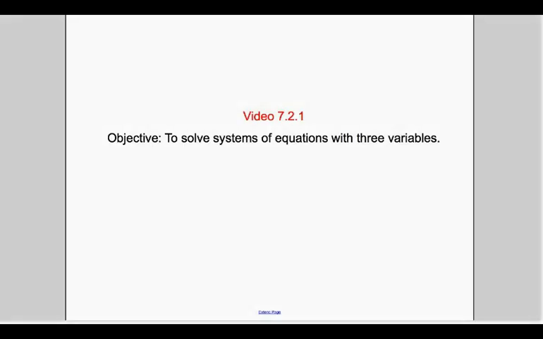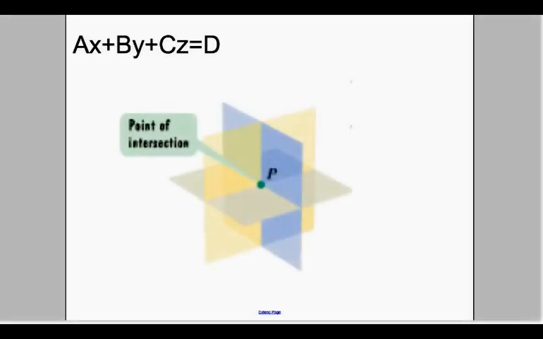This is video 721, and the goal of this is to solve systems of equations with three variables. So we're looking at systems with two variables, x and y, typically, but now we're going to look at systems with three variables, x, y, and z. So the first thing you need to understand is what is it exactly that we're finding.